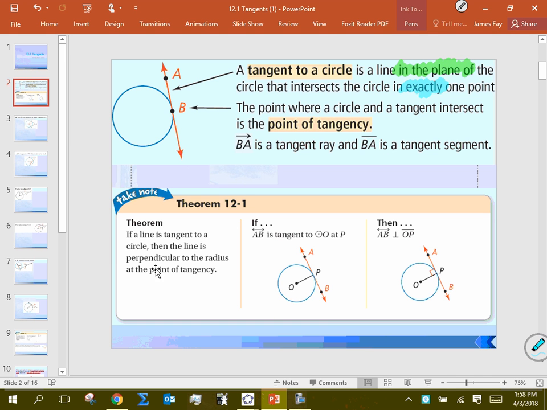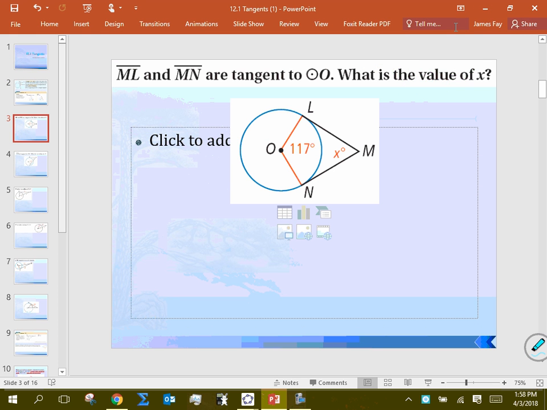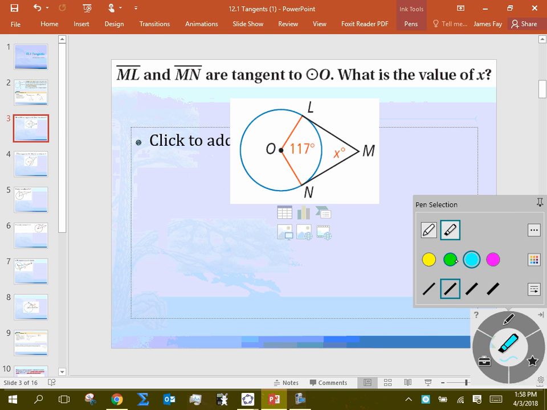This, like I said, is always going to be true. Your radius and your tangent line are always going to be perpendicular at your point of tangency, and that gets asked a lot, or you deal with that a lot in a lot of the problems that they ask throughout this chapter.